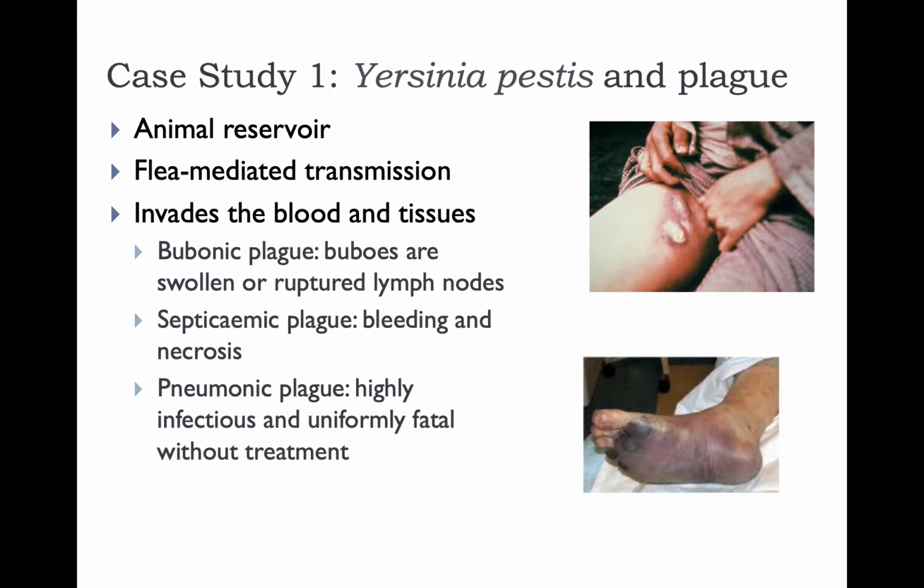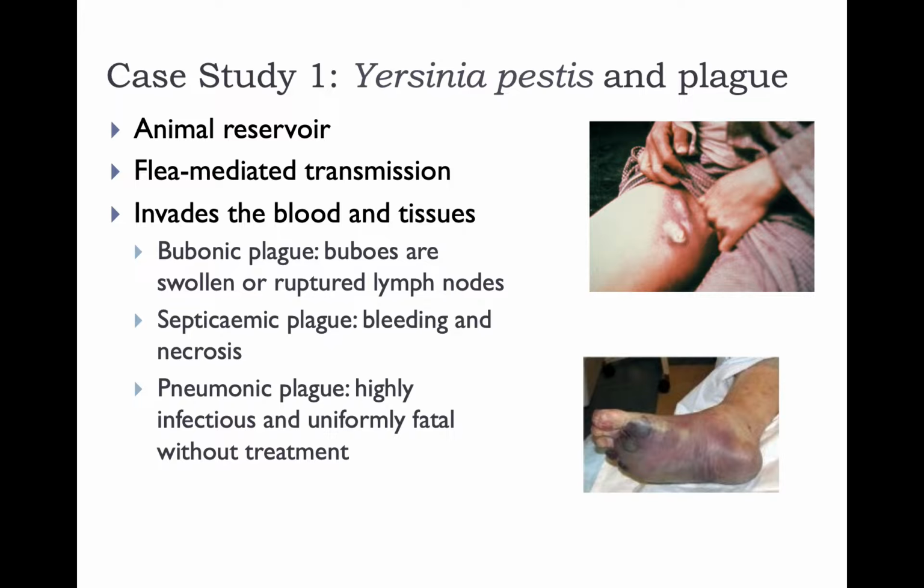There are other varieties of plague. In addition to bubonic plague, it can present in the septicemic phase, where you get bleeding and necrosis. Here's a leg where you've got widespread ischemia and necrosis in the foot there. Presumably it would have to be amputated.